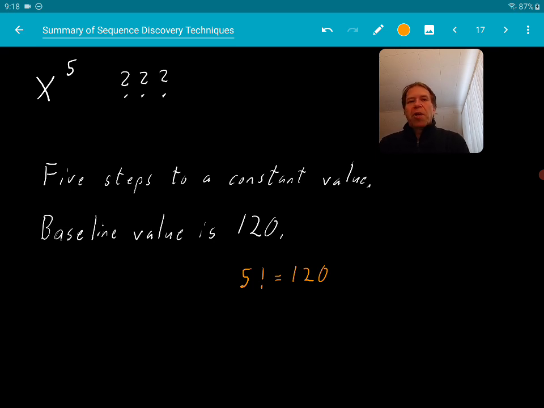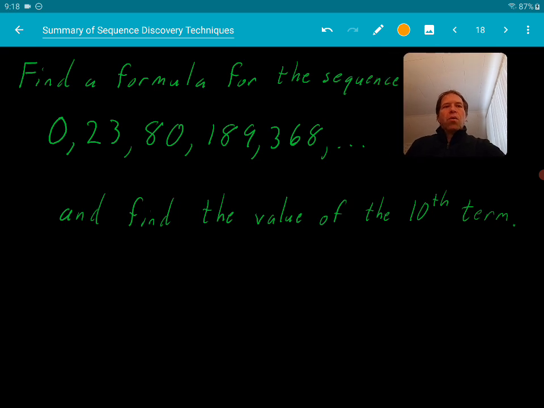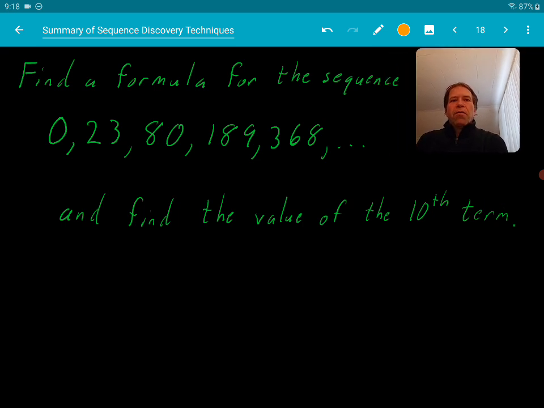Now, the good news is I'm not about to give you sequences that are based on 5th degree polynomials because the math just gets a little messy. In any case, so here we go. So now I want to find the formula for this sequence. It is based on a polynomial, so we'd like to find a polynomial sequence, and we'd also like to find the value of the 10th term.